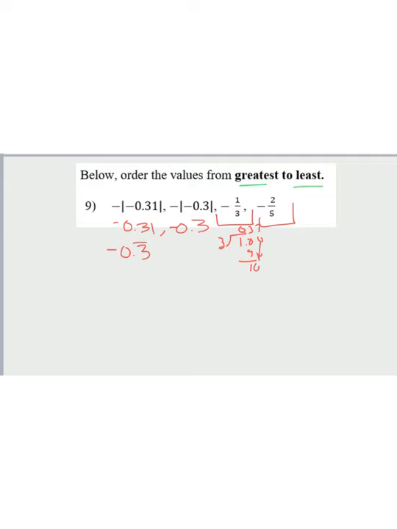The next one, we're going to do 5 into 2. So 5 goes into 2 0 times, but it goes into 24 times.